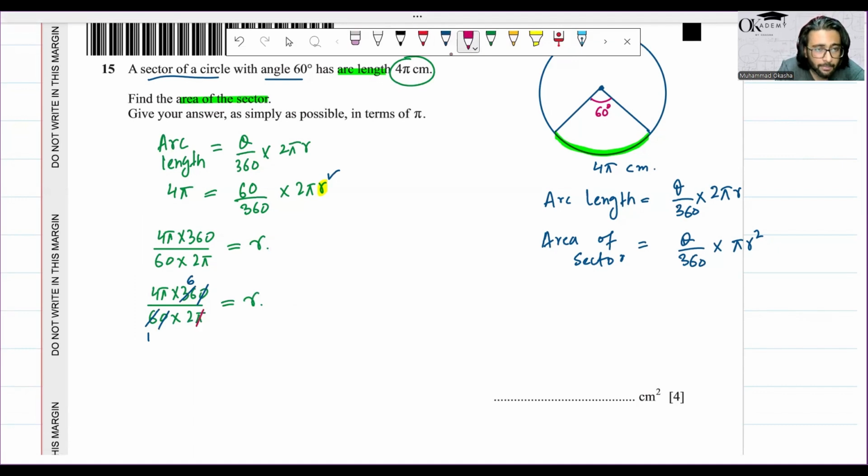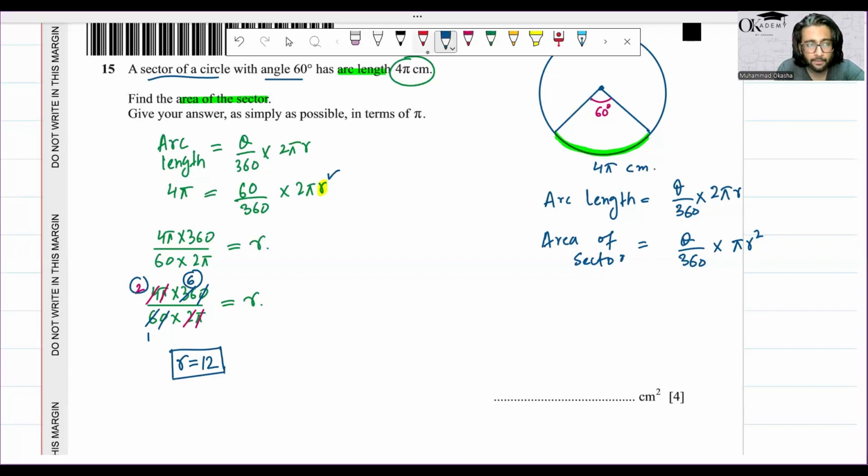Then I'll cancel out pi with pi. Then I'll cancel out 2. So I'm just left with 2 and 6. So 2 times 6 is 12. So my radius is equal to 12. That's the intermediate working that we worked. This is called the intermediate working.